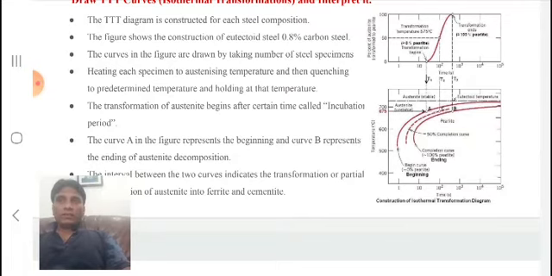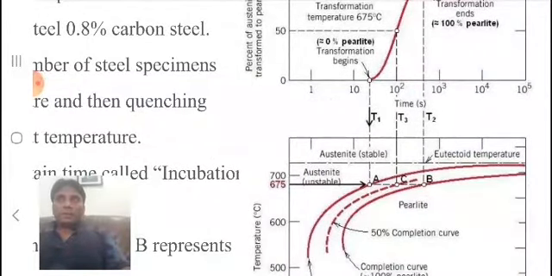The curve A in the figure represents the beginning and the curve B represents the ending of austenite decomposition. We can see here, this is the curve A, which indicates the beginning of the transformation, and curve B indicates the ending of the transformation. So both the curves are very important.